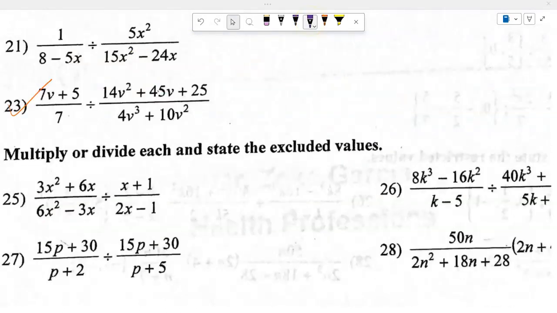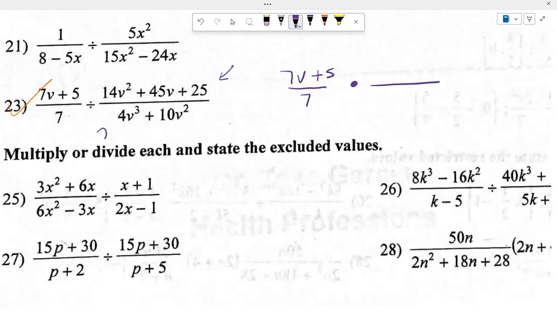Question 23, what made this difficult was actually the second fraction. When it comes down to simplifying, we have 7v plus 5 divided by 7. Division will become multiplication, and now we have the denominator that's in the numerator. So before I do that, I'm going to factor. Here, I'm going to do this here.